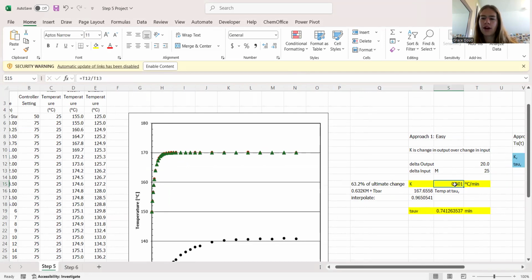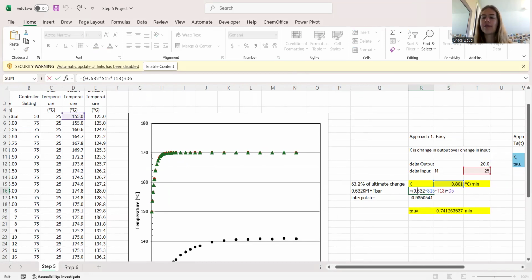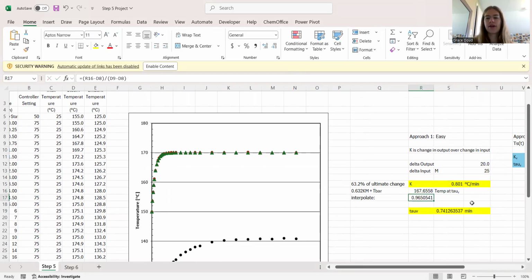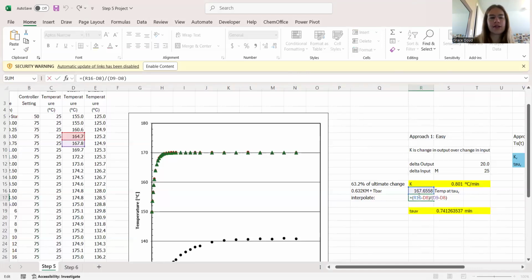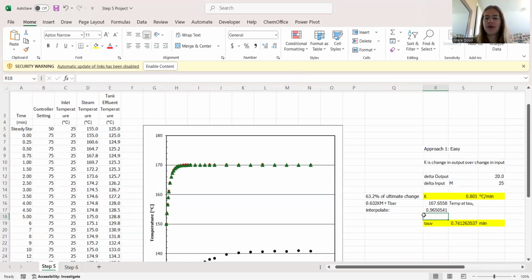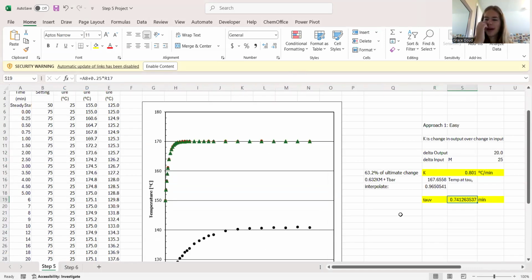So I figured out K was going to be the delta output over the delta input, and then I was able to do 0.632 times KM plus my T bar, my steady state one, to get the temp at tau v. Then I had to interpolate to get tau v because it wasn't at an exact time. You can look at that if you want. But this is my final tau v.